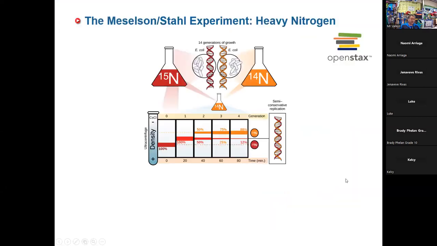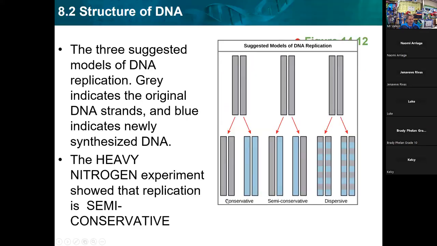So we go back and look at the data. If that were the case, the one on the left, then there would be a band here and a band here. So that's why we could eliminate this possibility, the conservative possibility right here. But now we have to look out for the dispersive. Well, if this continued in a dispersive manner, you would have one band all the time.